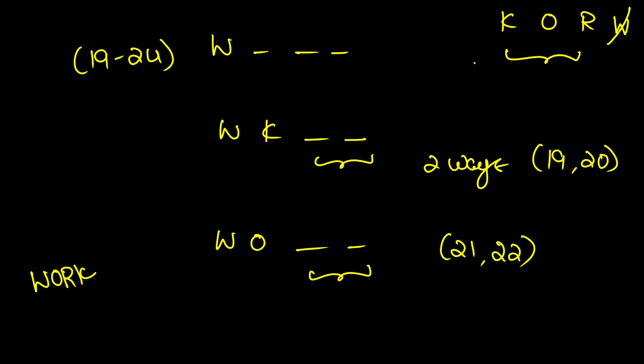After O, among 21 and 22, 21 is WOKR. First it will start again with K. The next one is WORK. So 22 is the rank of WORK.